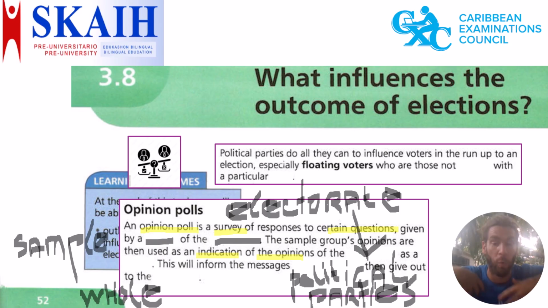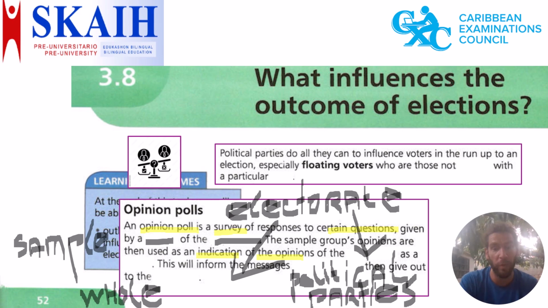their message towards what people want to hear from the leaders of the political parties, or the issues, the social issues that they want the political leaders and the candidate members to talk about. So this will inform the messages that political parties give out to the electorate again.